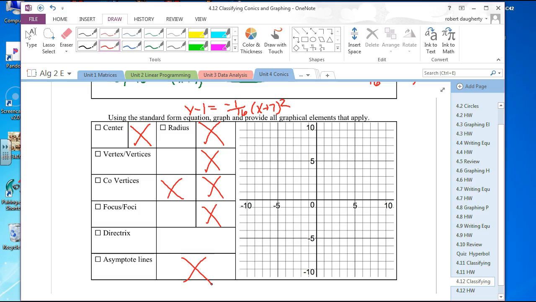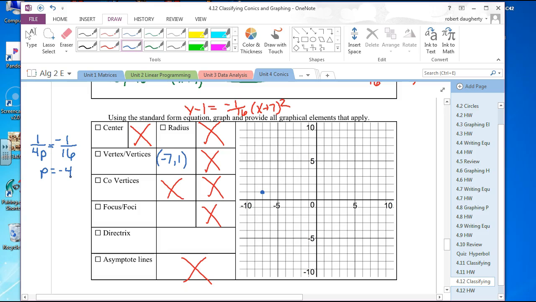So in order to complete this graph, I got to fill in the blanks. Where's the vertex? Negative 7, 1. Okay. So negative 7, 1, that's the vertex. Is this going to open up or down? It's going to open down. What is P? Yeah, so 1 over 4P has to equal negative 1 over 16. What does P have to be for that to be true? P is negative 4. Okay.